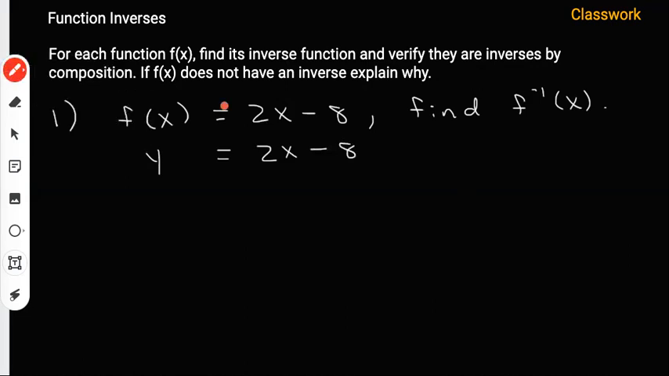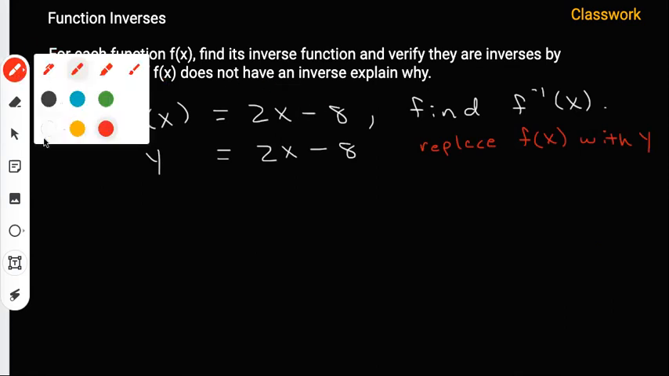So what did we just do? We replaced f of x with y. So that's the first thing that we always do. We take that f of x and we replace it with a y.